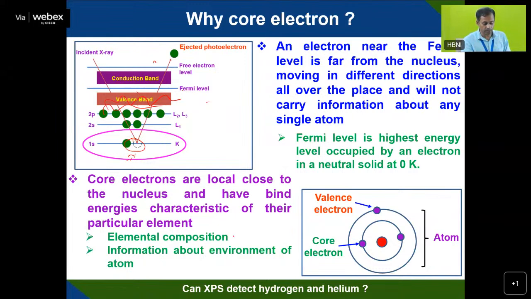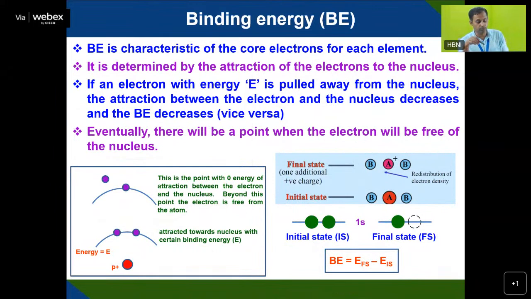So you are able to find out the elemental composition as well as information about the environment of the atom, like whether it is surrounded tetrahedrally, octahedrally, or what the neighboring atom is. All that information you can find out using XPS. So you can see here we have a core electron, and here a valence electron, and the core electron is mainly used in XPS to give information about chemical composition, oxidation state, and all these things.